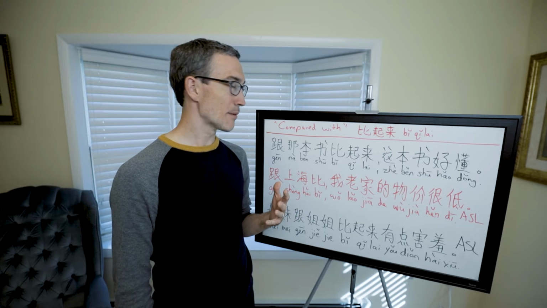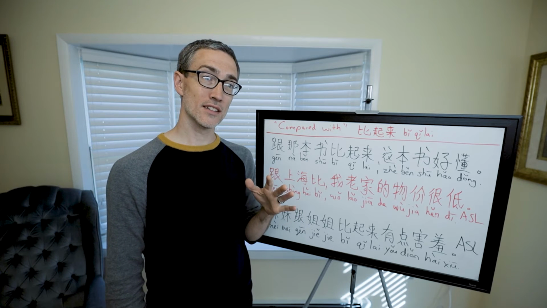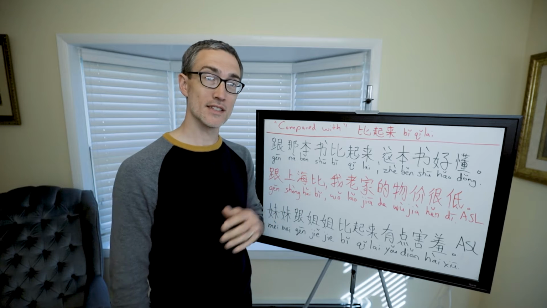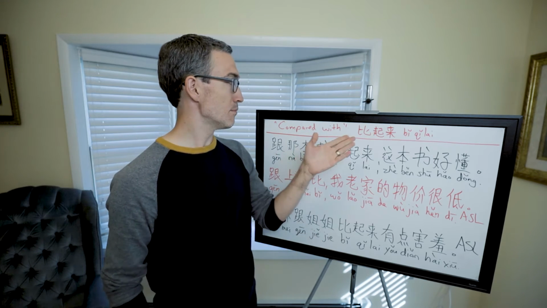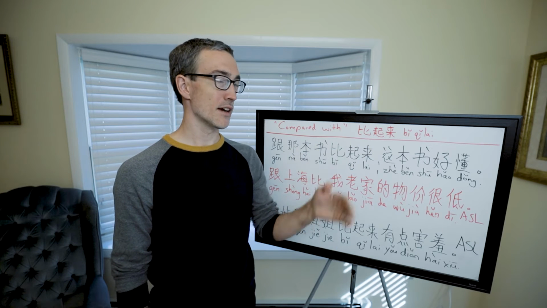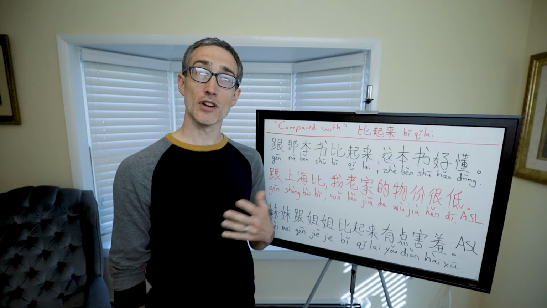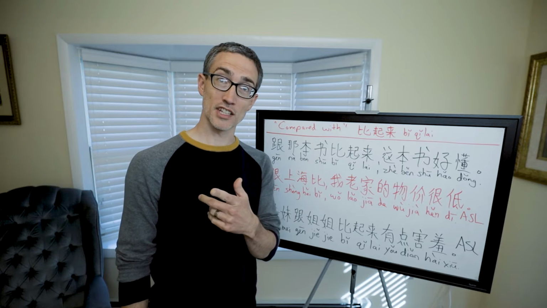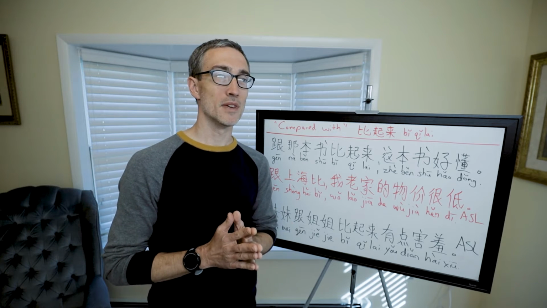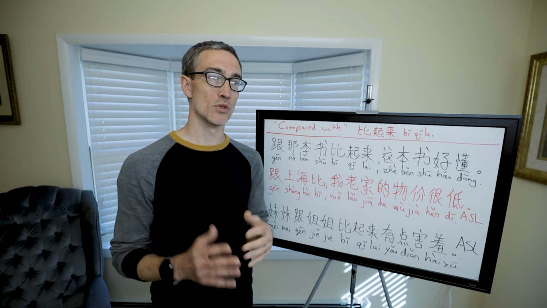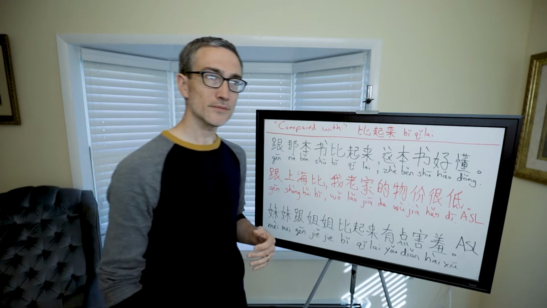In this video, we're going to talk about another way to make comparisons, and it's the phrase "compared with something." In Chinese, it's 跟 something 比起来. And then we're going to talk about another phrase that interestingly has 起来 in it as well, that means "looks like" or "seems" or "looks."